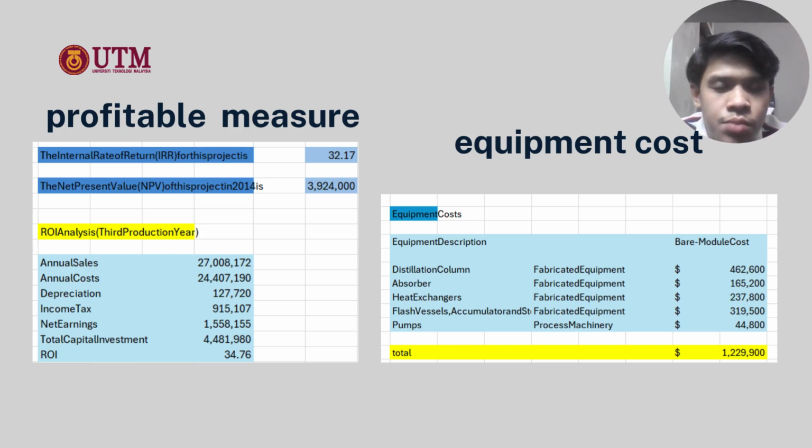For the equipment cost, they have spent on the distillation column, absorber, heat exchanger, flash vessel, and pump, and the total is 1,225,000. For profitability measures, IRR is 32.17. For the ROI analysis, annual sales is 27 million, annual cost is 24 million, depreciation is 1,027, income tax is 115,000, net earnings is 1 million, and total capital investment is 4 million.